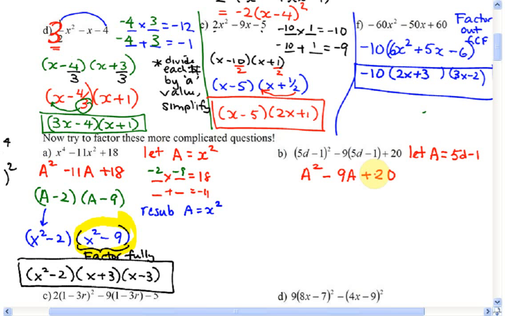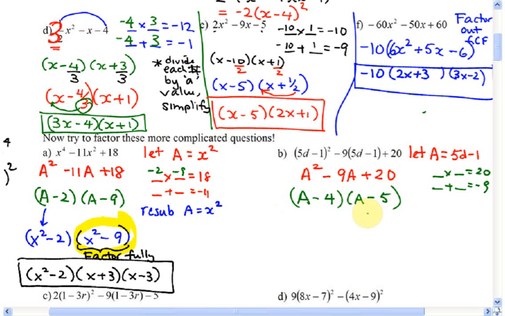Can you see what I just did there? Wherever you see 5d minus 1, I replaced it with A. You got this nice little thing. Is that easier to factor? I hope so. Two numbers that multiply to 20 and add to negative 9. 4 and 5, yeah. Negative 4 and negative 5.